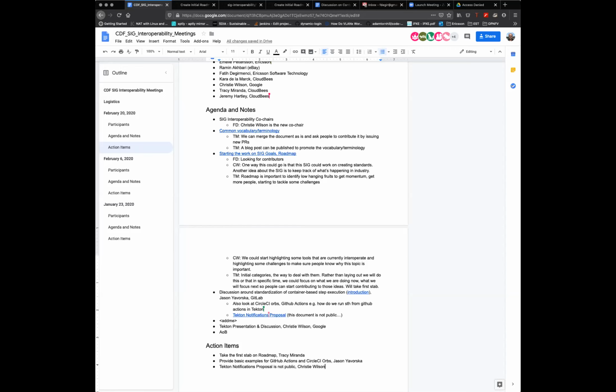And then another action on you, Jason, if you can provide some basic examples for GitHub Actions and CircleCI Orbs, and perhaps we can add a Tekton example there as well. So we at least have some of these things collected in this document you created. Sure. If someone could send me the links to the Tekton docs, I wasn't able to find them on Google search for specifically how the container images work. I can add some links right to this doc here. Thank you.